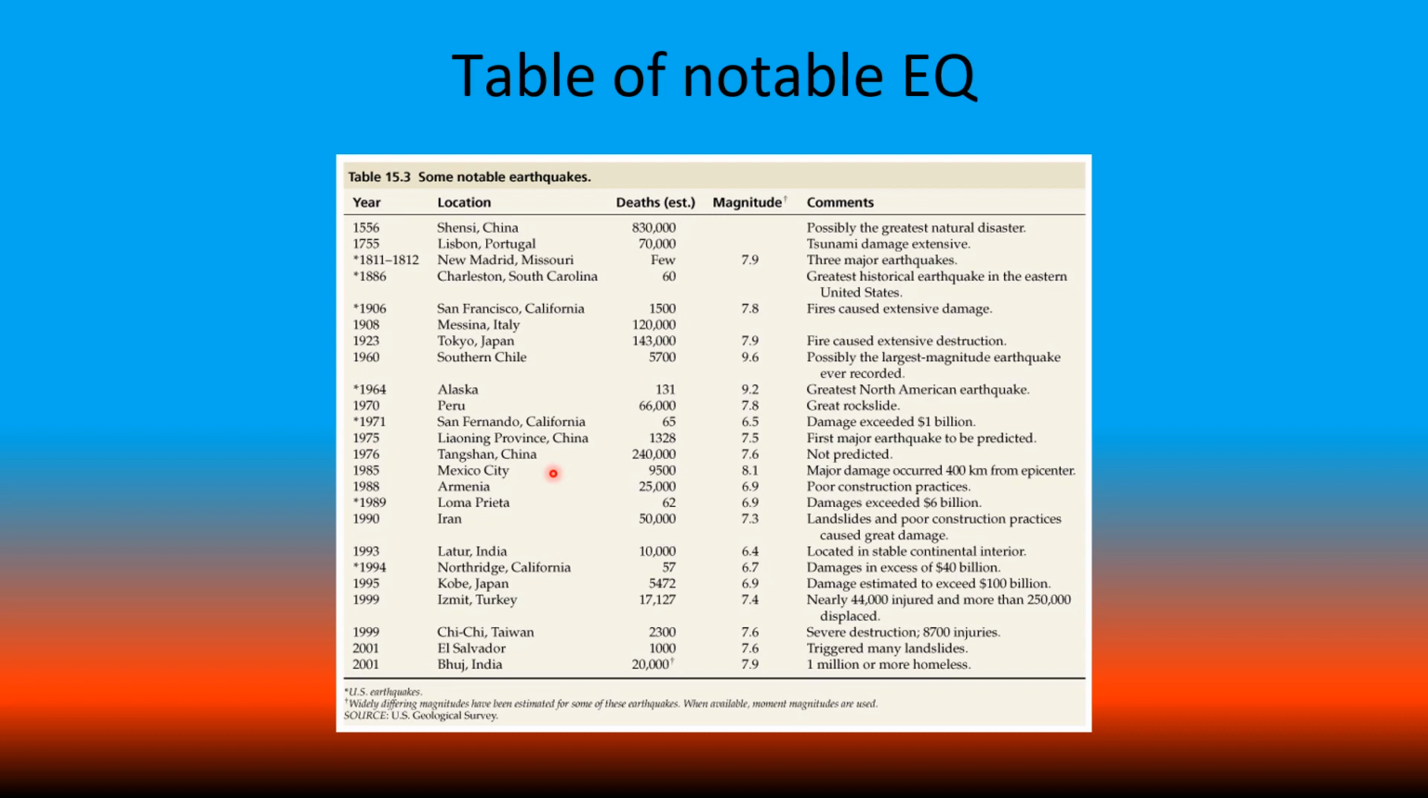It wasn't predicted. This happened in 1976, killed 240,000 people. We were taking measurements then, so we know it was a 7.6 on the Richter scale. But yeah, if you look through here, you'll see some notable earthquakes and some comments about them. So I encourage you to read through that.